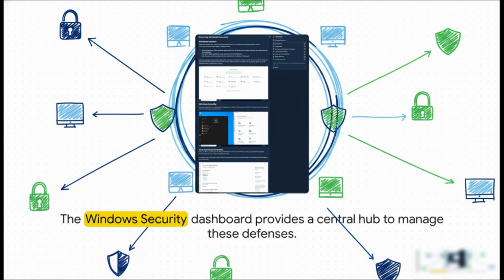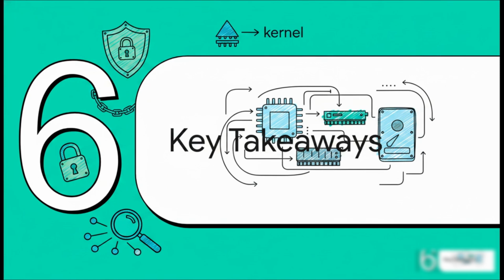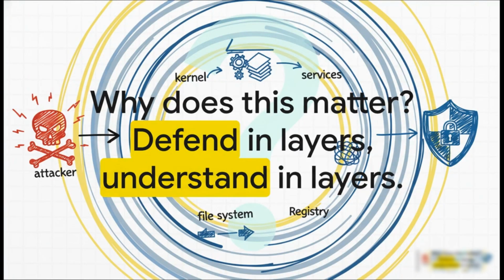It's fantastic. So, after our quick tour under the hood of Windows, what are the most crucial points? The things that anyone in cybersecurity absolutely has to remember. It matters because attackers don't just see a desktop. They see an attack surface with multiple layers. The kernel, running services, the file system, the registry.